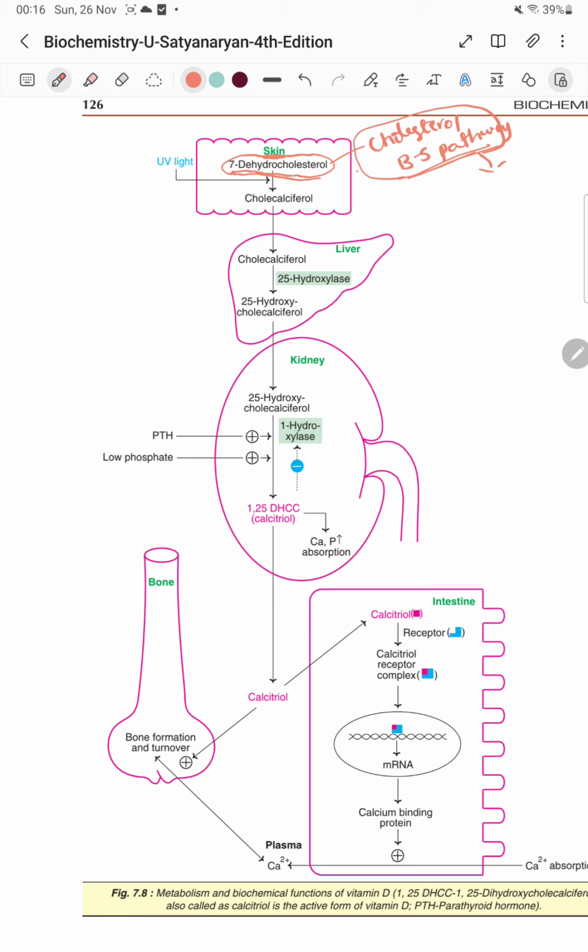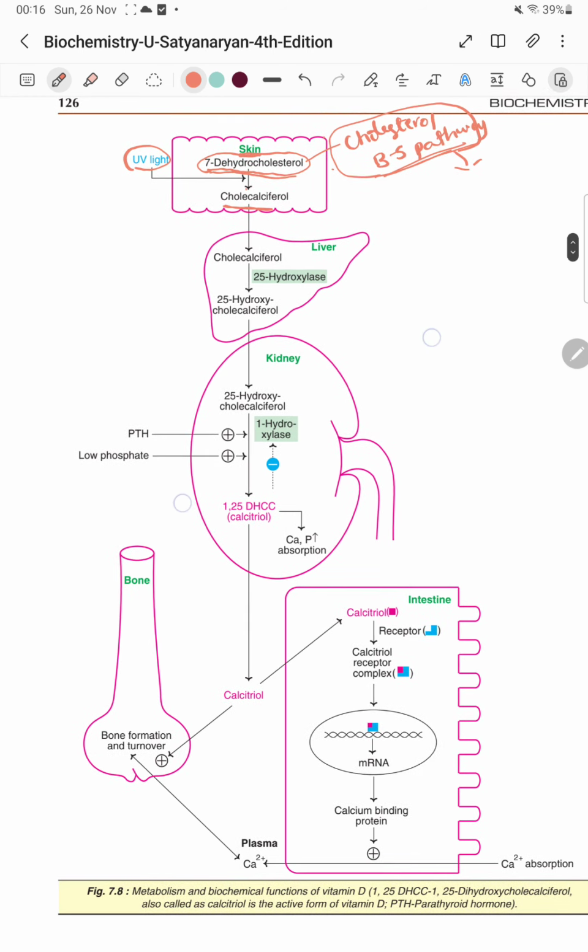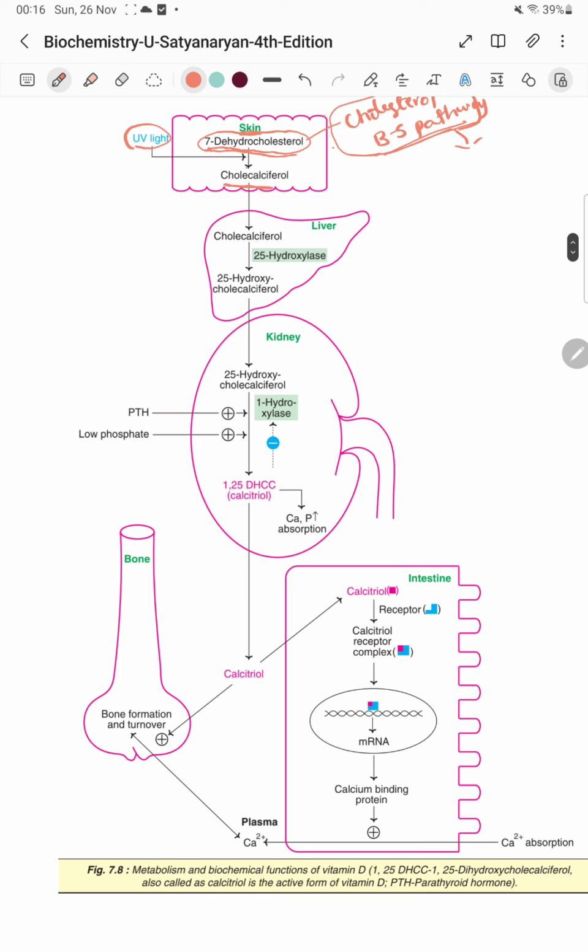This 7-dehydrocholesterol will be converted to cholecalciferol in the skin by the action of UV light. We all studied from our childhood classes itself that we get vitamin D if we go under the sunlight, right? Vitamin D will be produced by the action of sunlight, right? So this UV light falls on 7-dehydrocholesterol, then this 7-dehydrocholesterol will be converted to cholecalciferol.